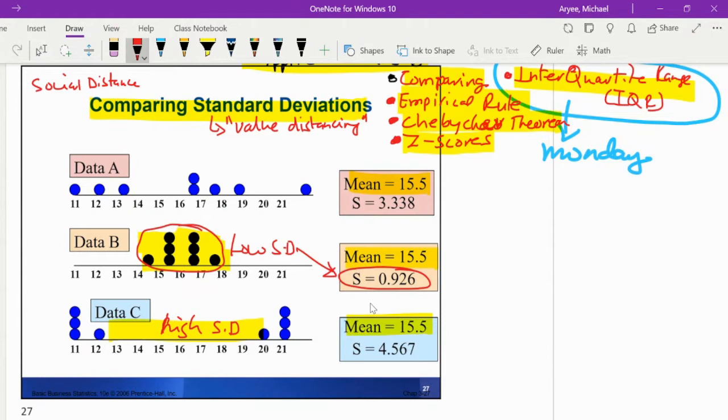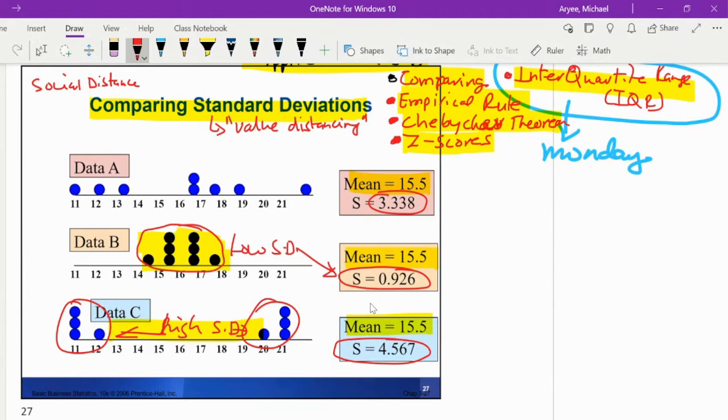Then when you look at A compared to C, the social distance or standard deviation for A is lower than the standard deviation for C, because C has very high social distance. This group is extremely far apart from this one. So we expect the standard deviation for group C to be higher than the standard deviation for group D.